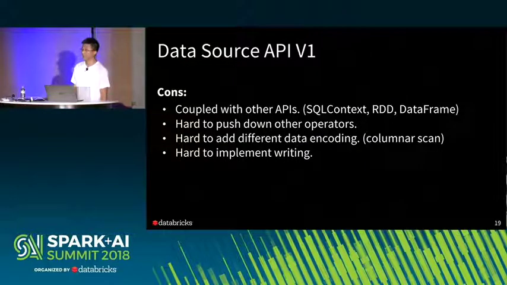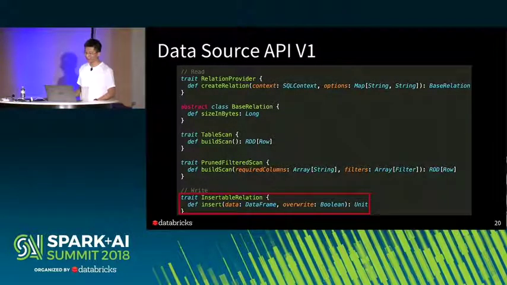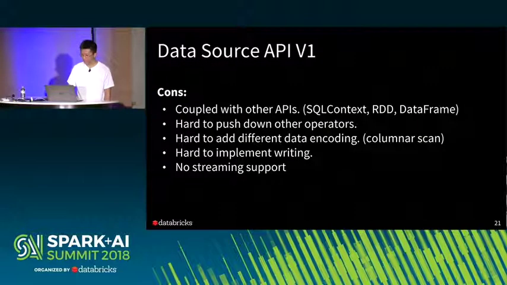And next, it's very hard to implement writing. Look at this API: just a DataFrame and an overwrite flag. What should I do with this? It's very hard for data source developers to think about how to implement the write. And next, very obviously, there's no streaming support in the V1 API.